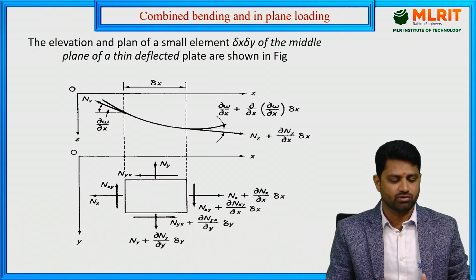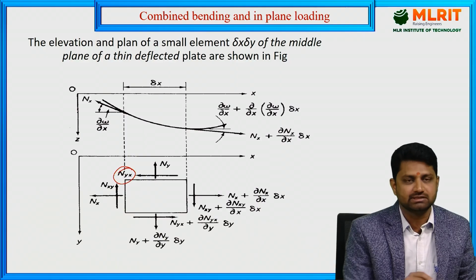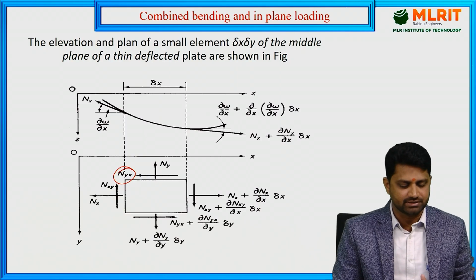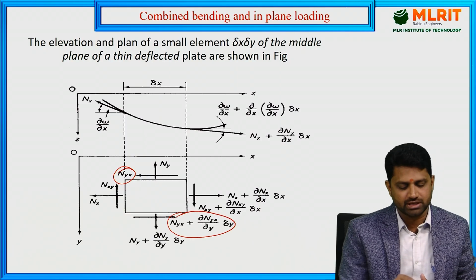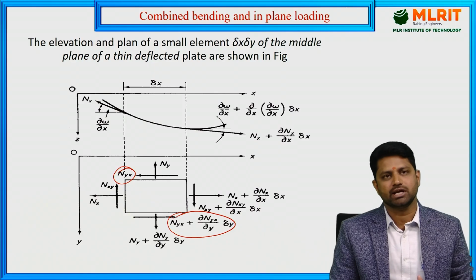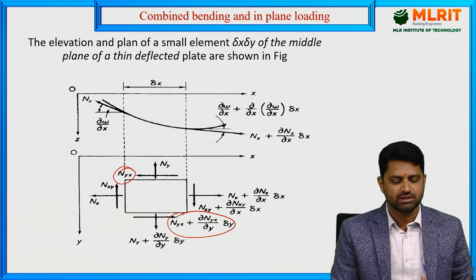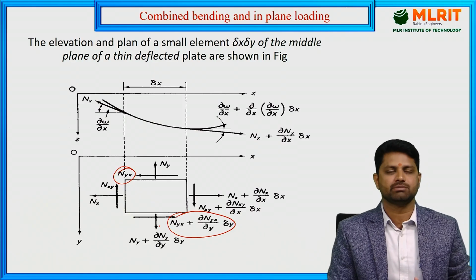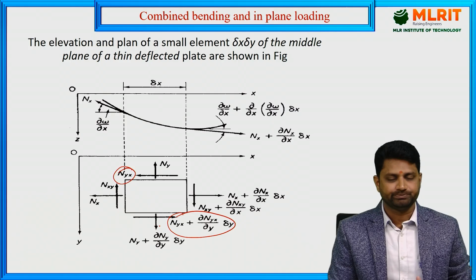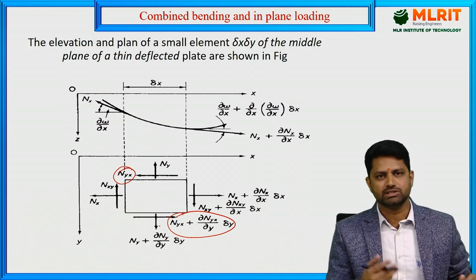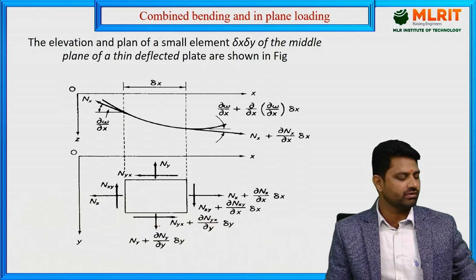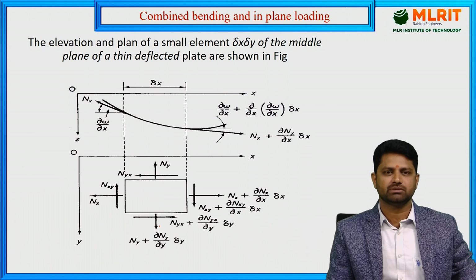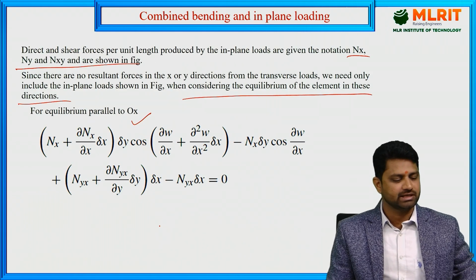For example, what other forces are there? Now Nyx is there, which is parallel to OX axis, and Nyx increment is also there, which is parallel to x axis. So in addition to Nx and Nx increment, we have Nyx and Nyx increment acting parallel to OX axis. These are all to be taken into consideration while you write the equilibrium equation parallel to OX axis. So this is the equation which we have written.